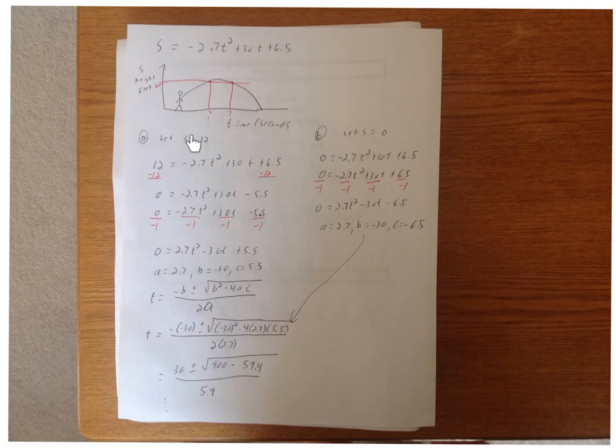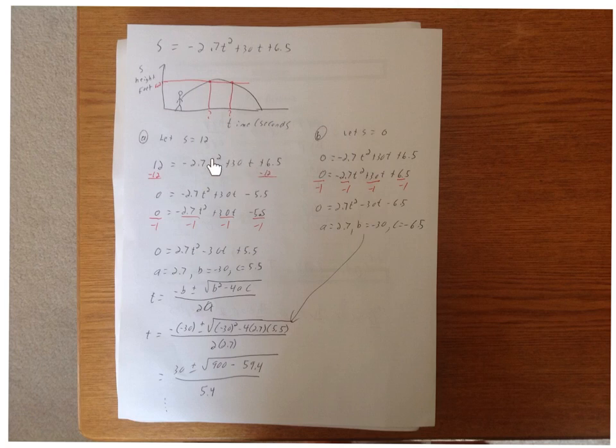Part A says, when is it going to get up to 12 feet? It'll be up to 12 feet on the way up and the way down, very likely. So you take the formula, and S stands for height, and you put in 12 feet. Then you need to solve a quadratic equation.